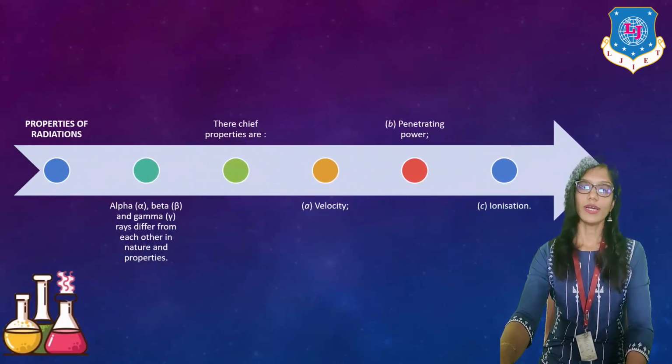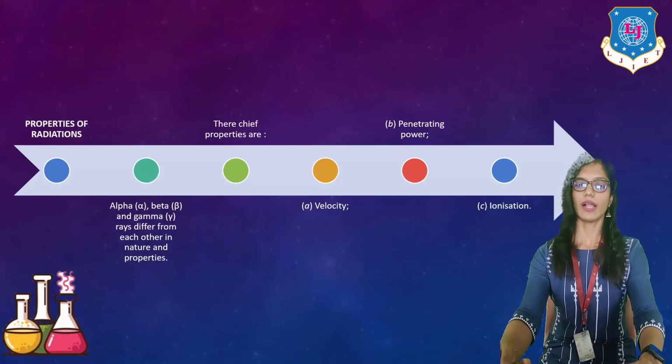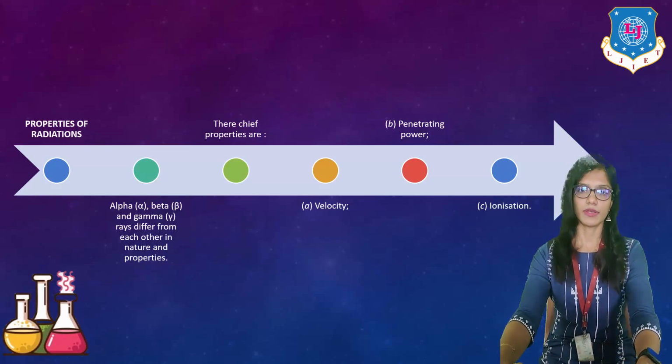Now let's move ahead to the properties of radiations. We have alpha, beta and gamma rays, and these three differ from each other in nature and in properties. The chief properties we will take into account are number one, velocity, number two, penetrating power, and number three, ionization.